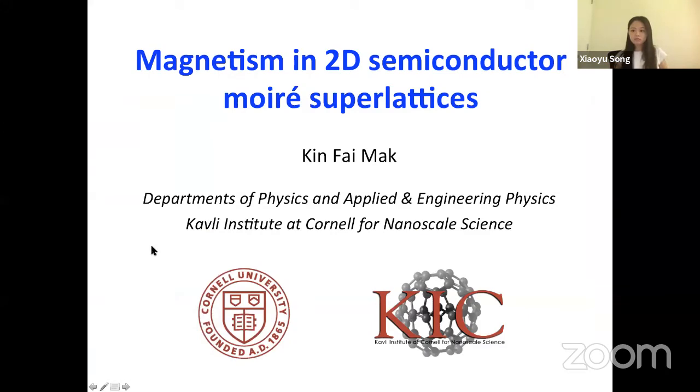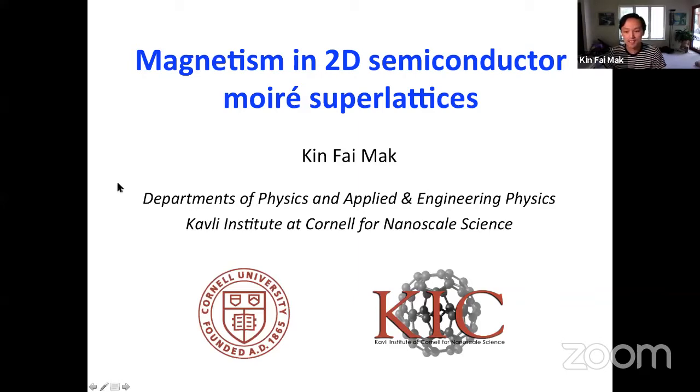Arrow shown. Okay. Well, I want to thank Xiaoyu again for the introduction, and also I want to thank all the organizers for putting this wonderful program together. I've actually been learning quite a bit from this workshop. And today, I'll just continue the theme on Moiré superlattices from yesterday's two beautiful lectures from Santhu.